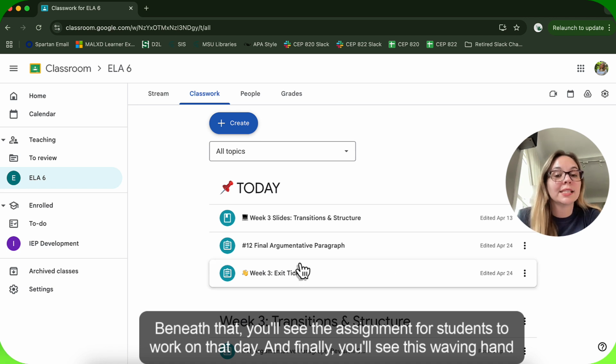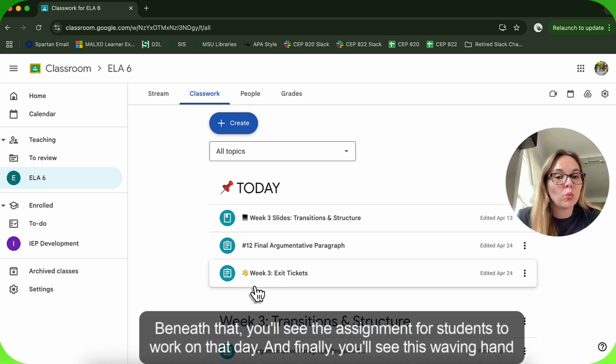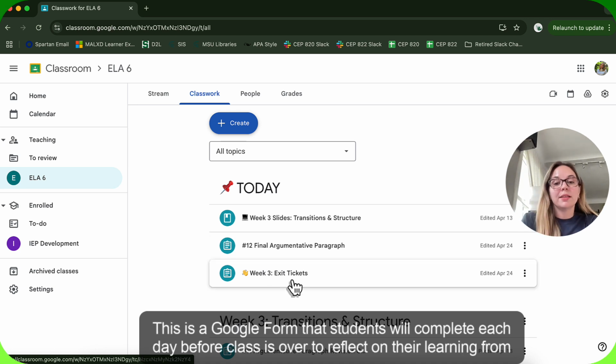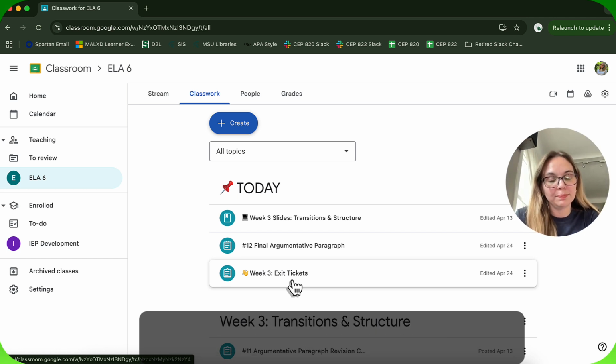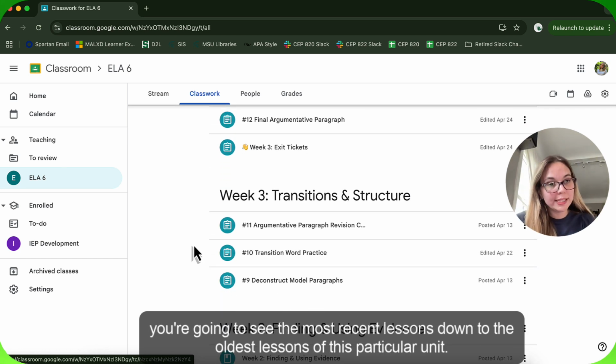Beneath that, you'll see the assignment for students to work on that day. And finally, you'll see this waving hand emoji where it says Week 3 Exit Tickets. This is a Google form that students will complete each day before class is over to reflect on their learning from that day in the form of an exit ticket. Beneath today, you're going to see the most recent lessons down to the oldest lessons of this particular unit.